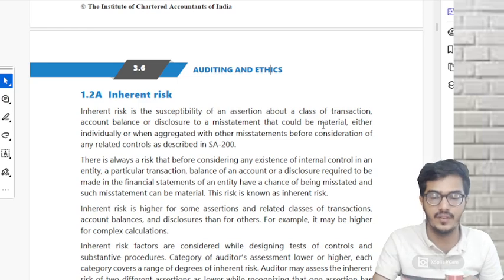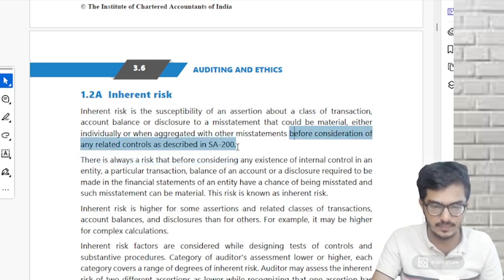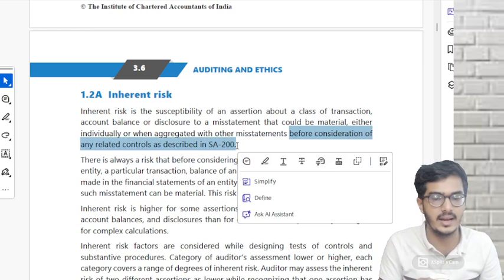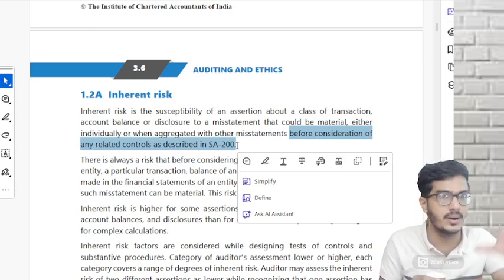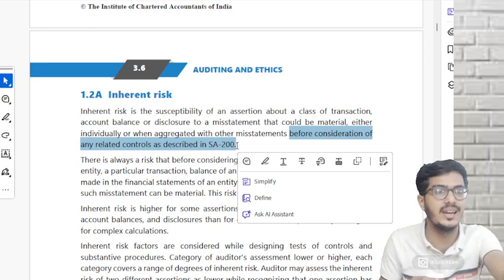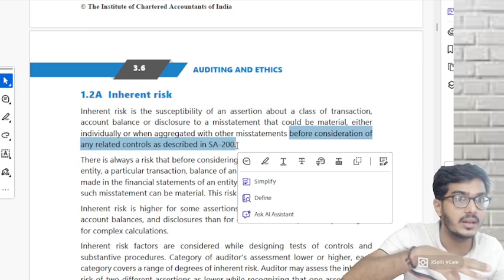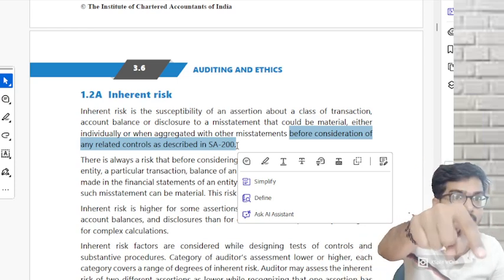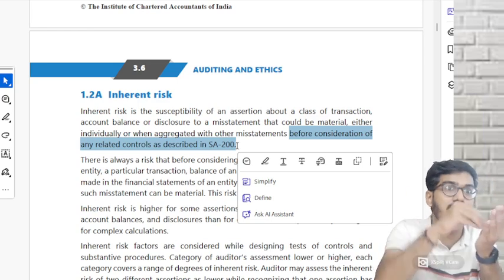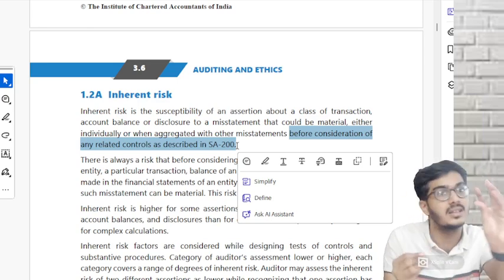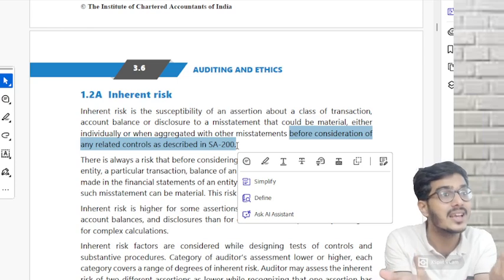I'm not kidding. If you don't write this particular line, and you write the rest and write something else for this line, they'll give you 0 marks because this is the heart of the inherent risk definition. They're saying that before even considering controls, if you feel there is a chance that this item has a misstatement, that means there is inherent risk. That means the risk of misstatement is inbuilt in the item. Why? Because of the nature of that item.